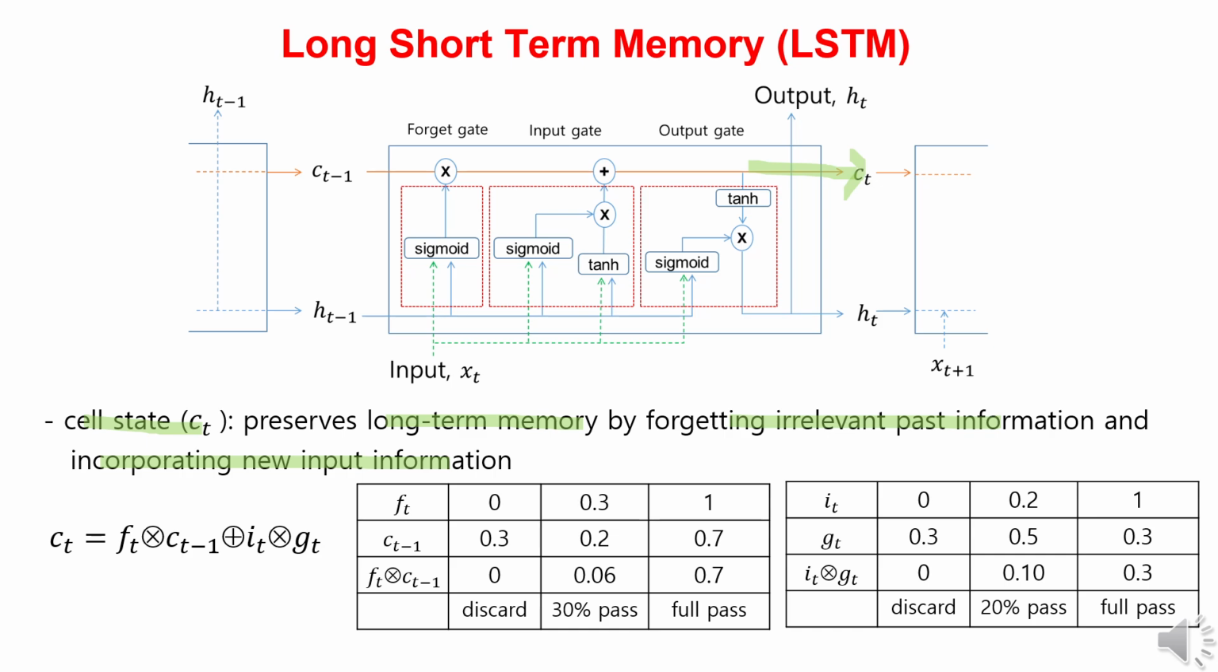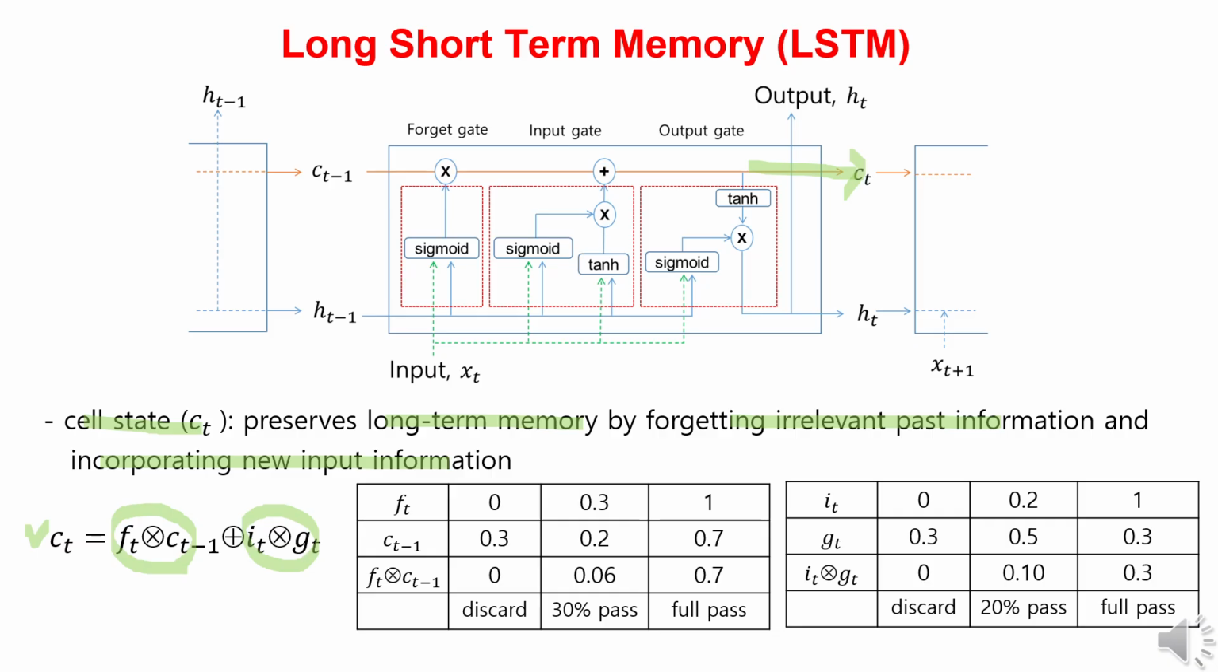Mathematically, the current cell state is calculated by adding two components: the previous cell state multiplied by the forget gate, representing past information, and the candidate cell state multiplied by the input gate, representing new information.